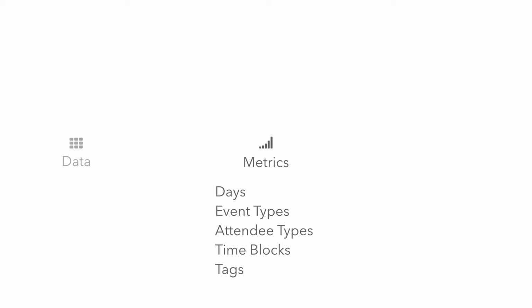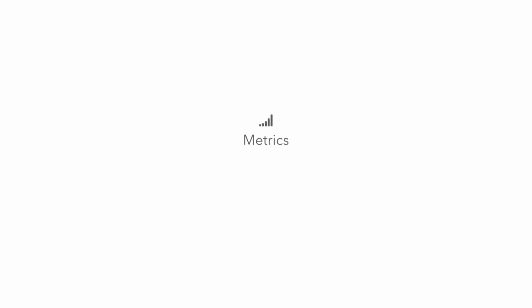Metrics pull information from the database using filters that you set, and they present that information in various forms. Metrics work their magic without actually touching your data. They look through the database for information that matches your filters and then return with just the right stuff, which is awesome because you can play with metrics all you want and not worry about messing up your data. When you create metrics, you set them to filter data based on any combination of days of the week, event type, attendee type, time block, and tags. It's really powerful, but also easy to use and understand.